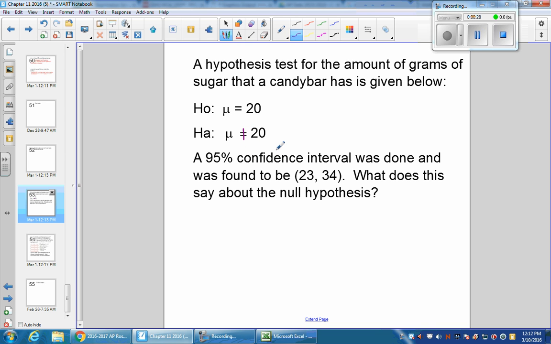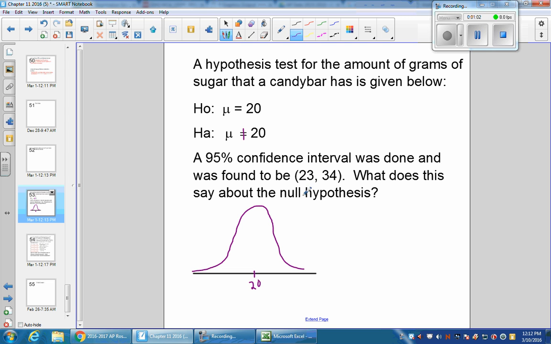Now, a 95% confidence interval was done to find it to be between 23 and 34. What does this say about the null hypothesis? Well, let's think about this for a second. If I draw out a normal distribution for the null hypothesis, we set up a model where the mean is 20. So if we think that the true mean is 20, in a hypothesis test, we want to see how often we get a value that's far away from 20.